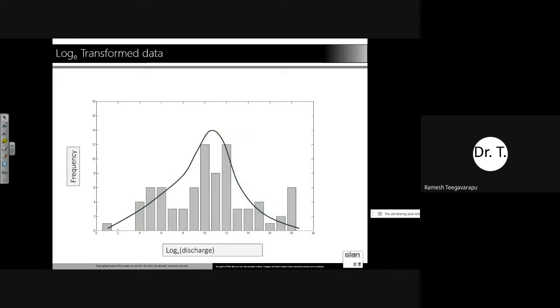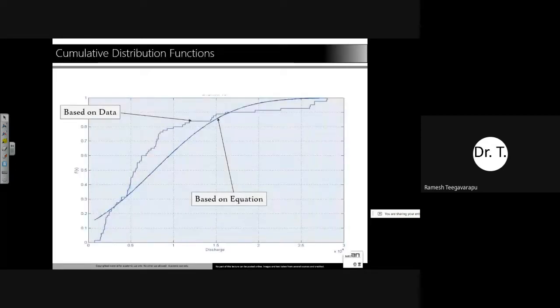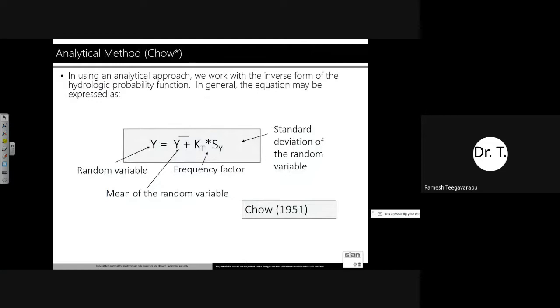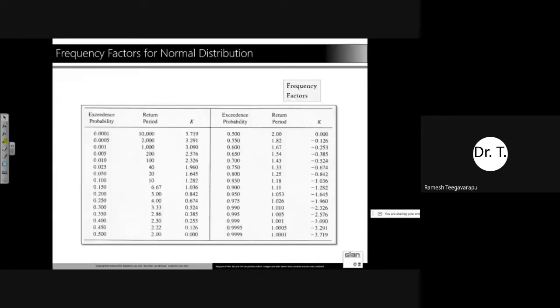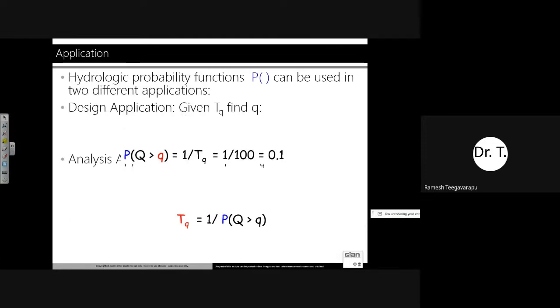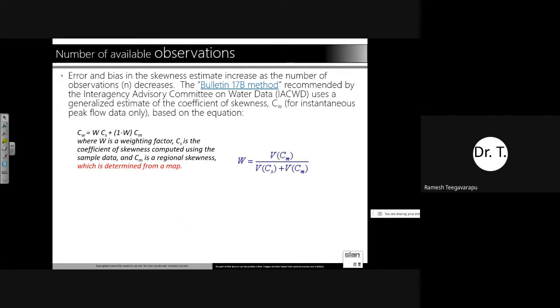The log transformed value kind of follows the histogram, and this is based on the raw data and the Bayesian. But when you apply the logarithms, you see that the fit is getting better. We can check if the fit is better or not by using what we call a Kolmogorov-Smirnov two-sample test, and check, in fact, whether the distribution follows the hypothesized distribution. This is Ven Te Chow's method, which we have already discussed. And we can use frequency factors like this for normal distribution, log Pearson 3, Gumbel, and we can actually calculate the return period or probability of exceedance.